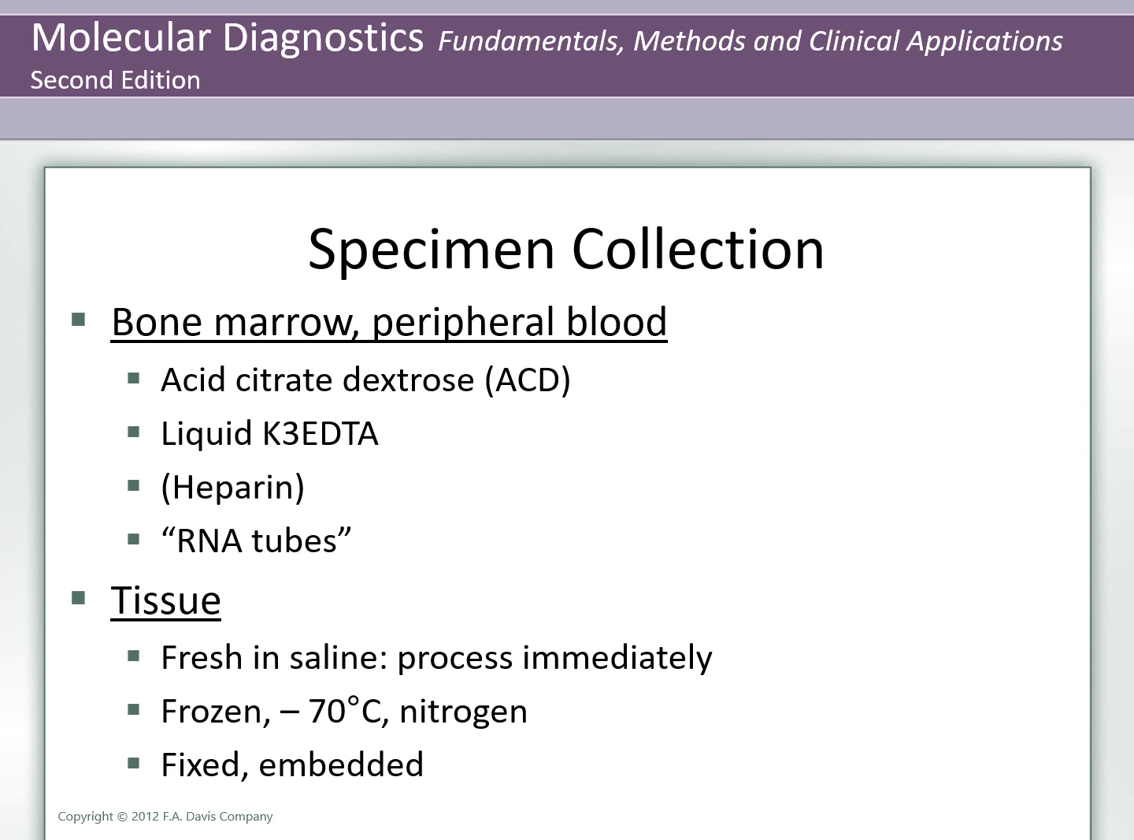We'll talk more about acceptable tube types in Chapter 16, but EDTA, the lavender top tube, then ACD, the yellow top tube, are the recommended tube types for molecular testing, as heparin, the green top tubes, have been shown to inhibit enzymes used in molecular analysis. So the types of specimens that can be collected include bone marrow and peripheral blood, and then tissue samples.